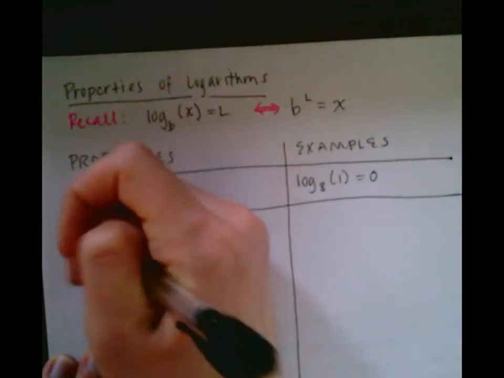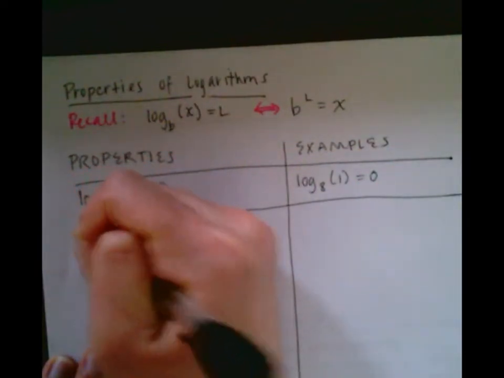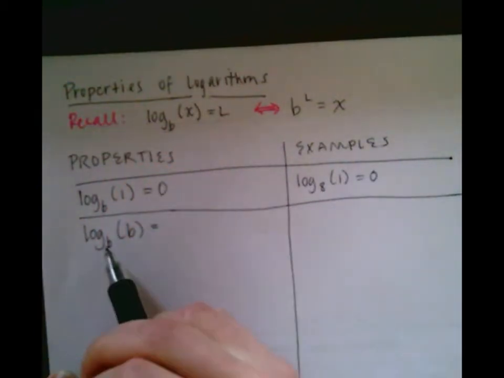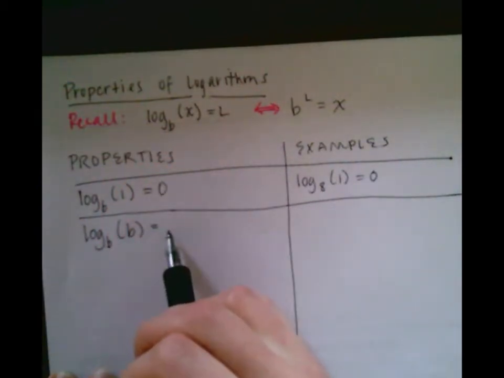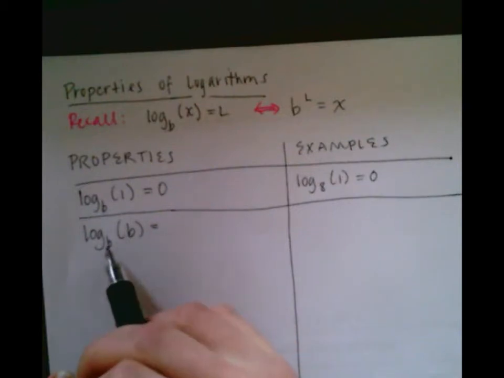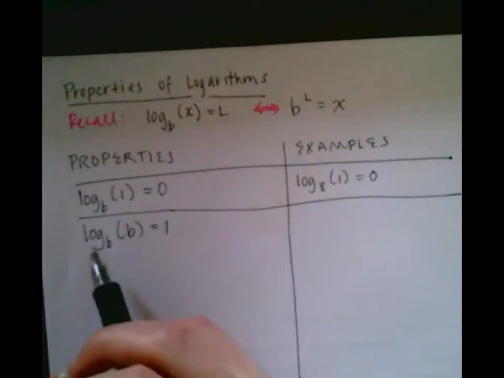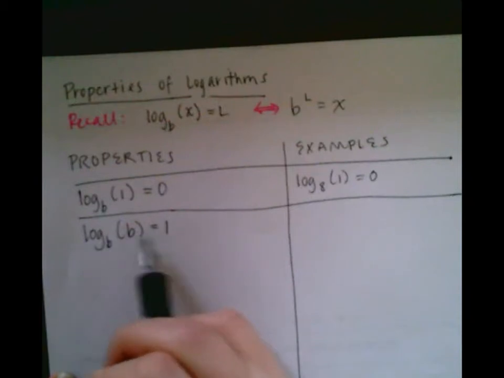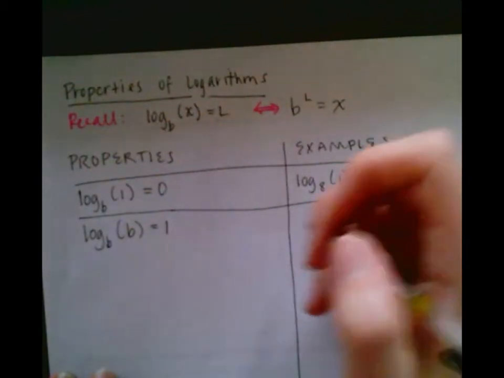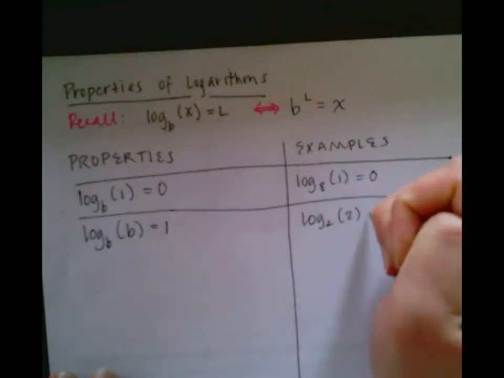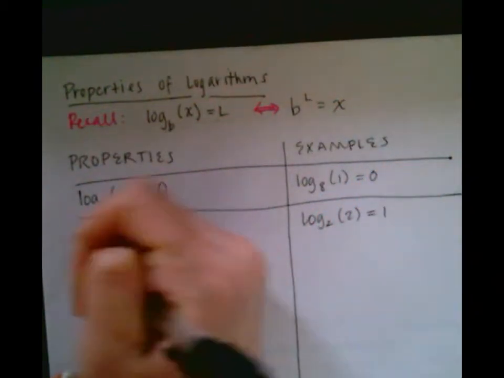The next property is log base b of b. If you think about it, we're saying b to what power is b? Well, b to the first power is b. So no matter what this b is, if you see the same number there, your answer is just going to be 1. So something like log base 2 of 2 will just be 1.